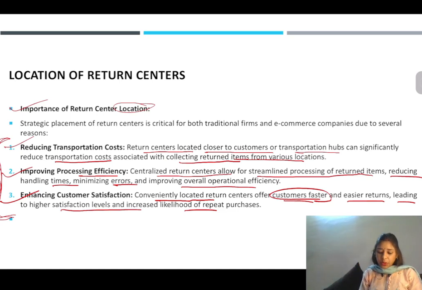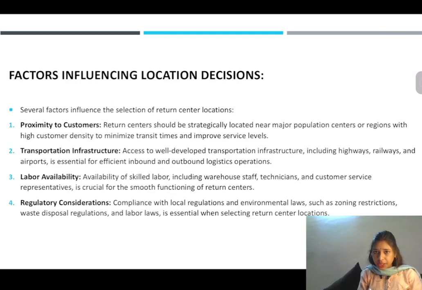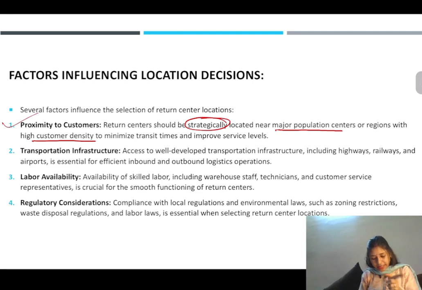Okay, so what are the factors we need to consider while taking the decisions of the location for the return centers? So the first factor we have to consider is proximity to the customer, so that the return center should be strategically located near the major population centers and where the customer density is high, right? In order to minimize the transit time also, and also improve the service level.